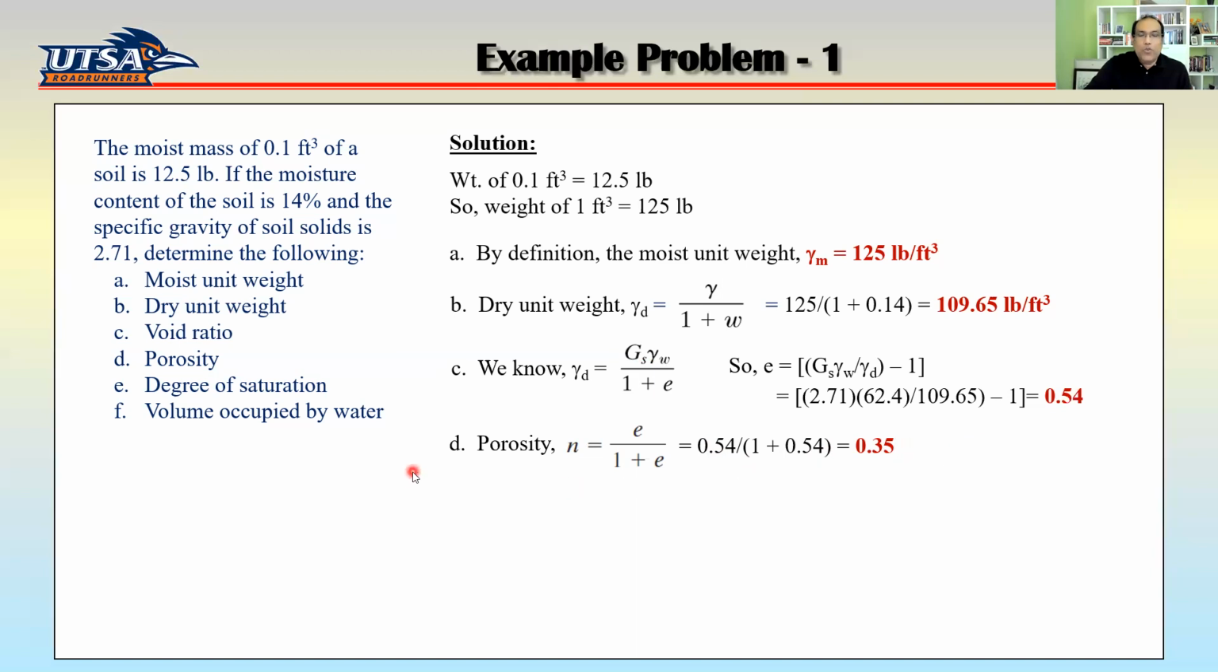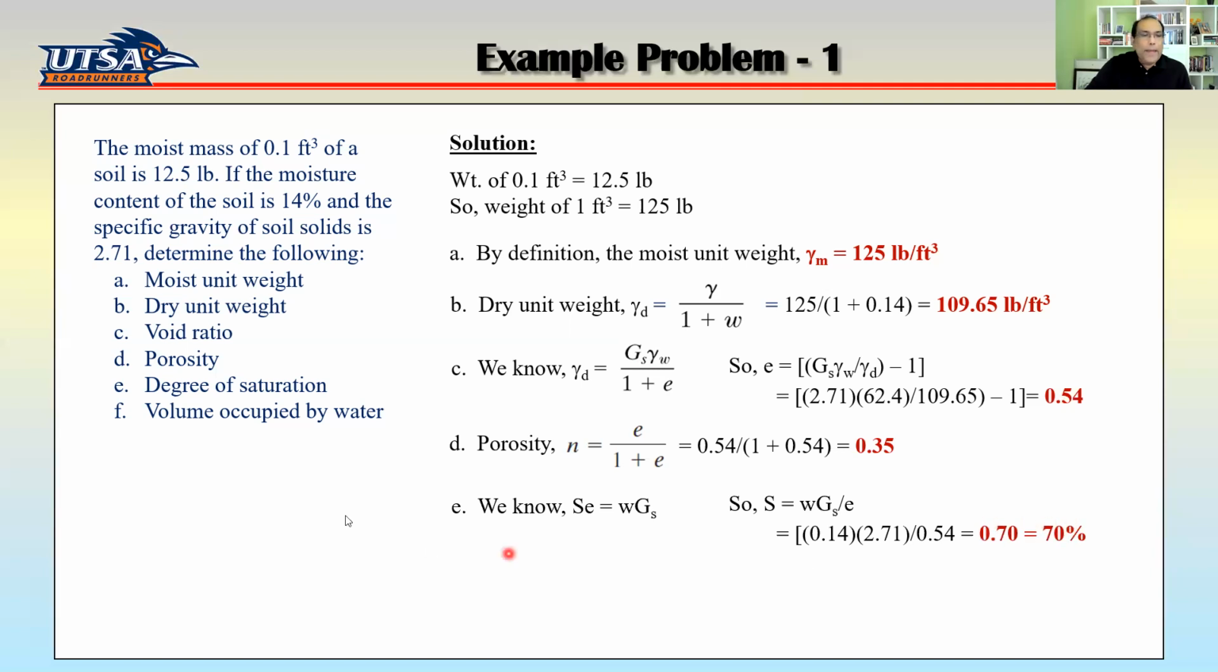Now degree of saturation. We know the equation Se equals w Gs. This is your saturation, this is your porosity, the water content is given, and your Gs is also given. So you plug those values here, and basically you get your saturation is 0.7 or 70%.